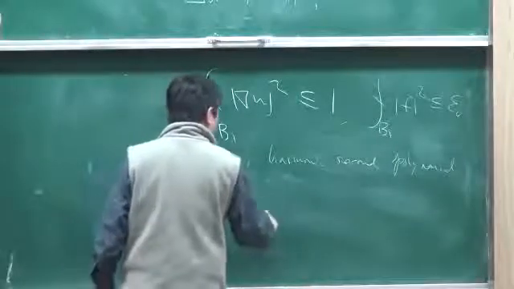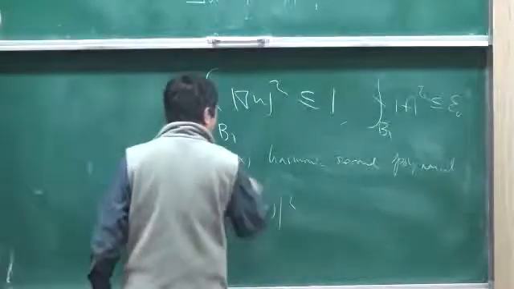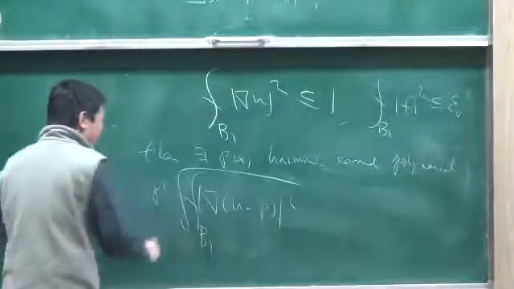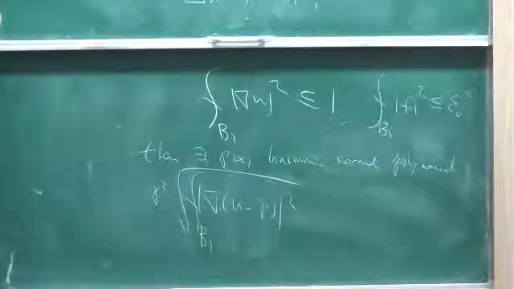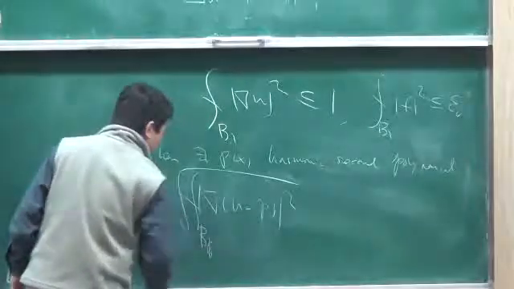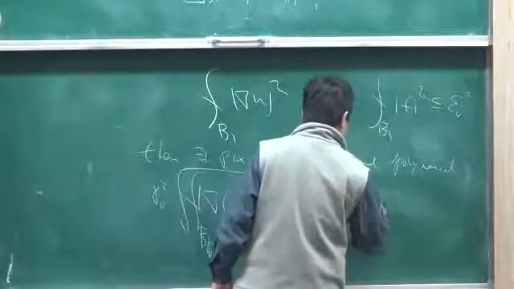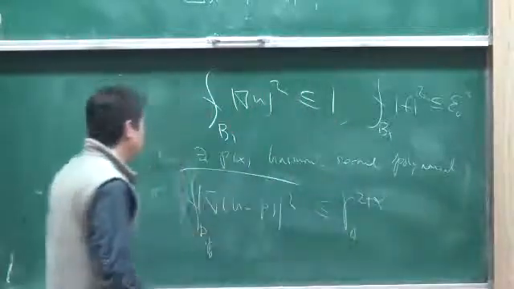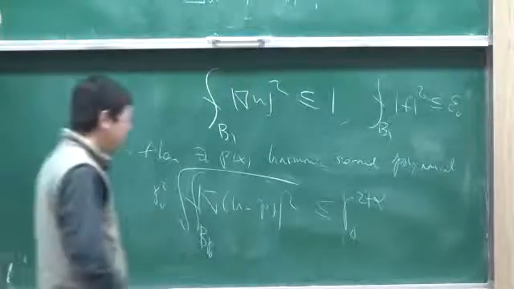The average over ball R0 of the gradient of u minus p squared, then I take the square root. This scales like u, which measures how big u is in the correct scale. This is less than or equal to R0 to the 2 plus alpha. Again, the proof is exactly the same.